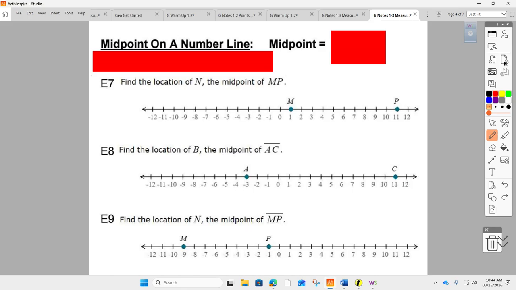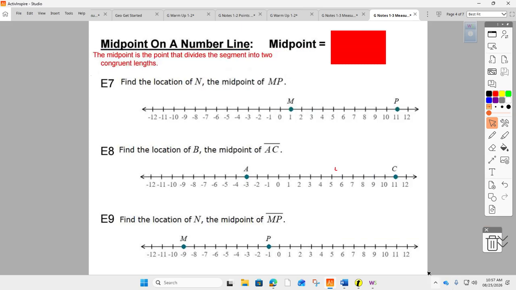The first thing we're going to do is define what the midpoint on a number line is. So the midpoint is not a length. The midpoint is an actual number on the number line. So when you're finding the midpoint, it could be a negative number because you're not finding distance or length now. You're finding out which point is exactly between those 2 points, which point has the same distance before it and after it to points M and P.